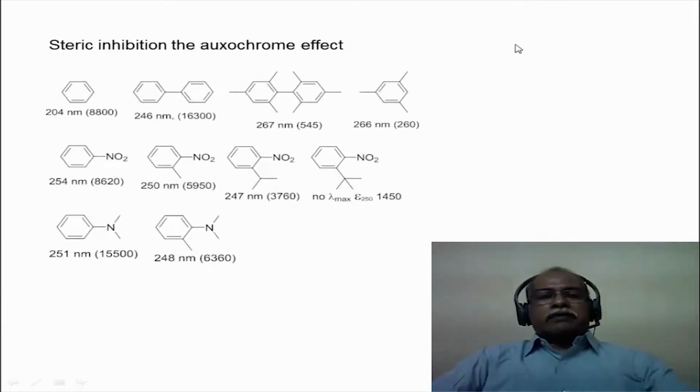However, steric effects can inhibit the auxochrome effect. That is what is shown in this particular system. If you take benzene, it has an absorption around 204 nanometer. On the other hand, if you take biphenyl, the corresponding aromatic pi to pi star transition is shifted to 246. In other words, one of the phenyl groups acts as an auxochrome group for the other phenyl group, causing the transition to go to a longer wavelength of 246.